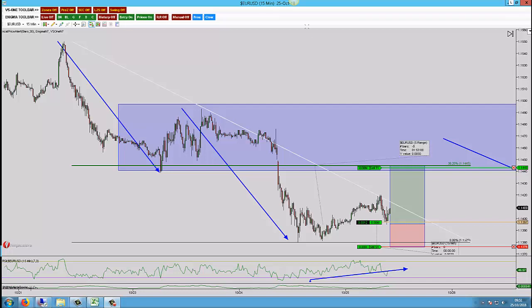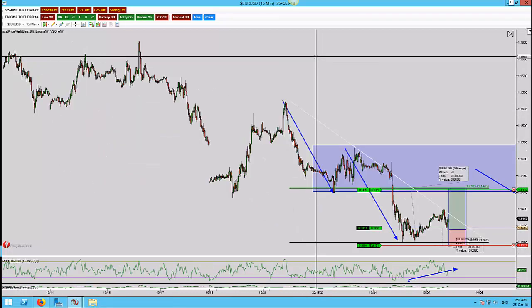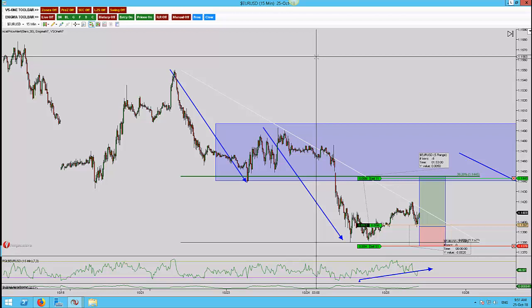This is the euro dollar on the 15-minute time frame, and there's an AB equals CD pattern. When I woke up this morning, I noticed there was a double bottom, and what I did was set some orders for a 26.18 trade.